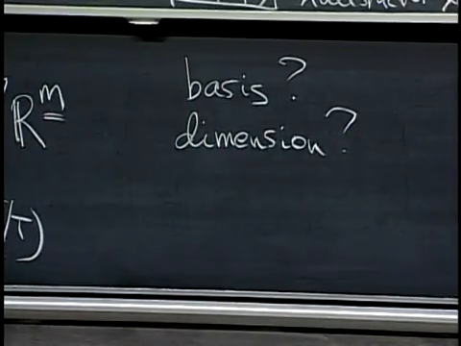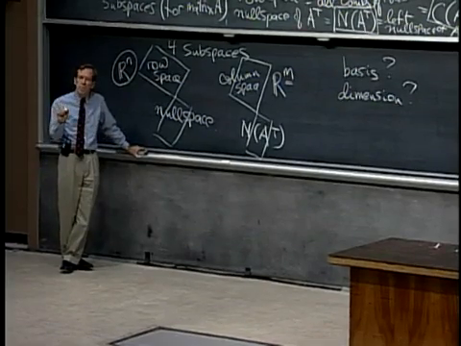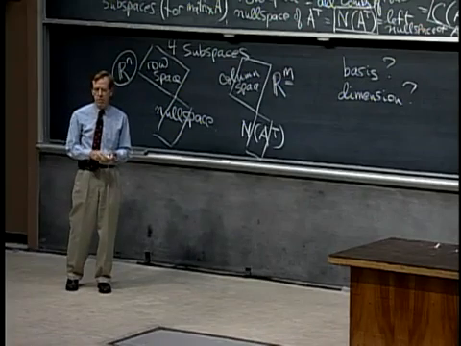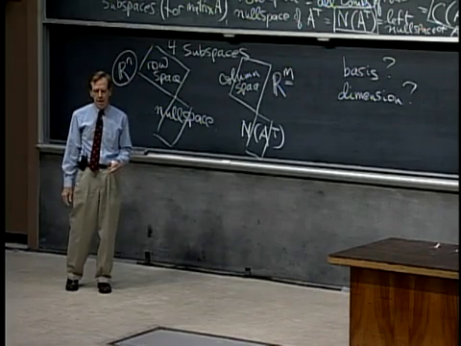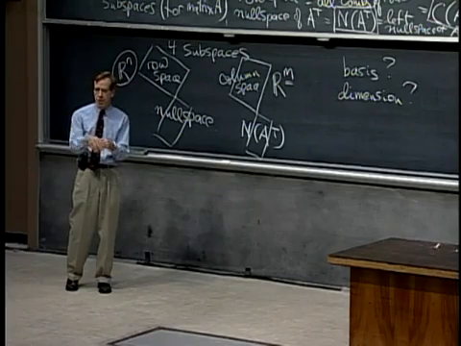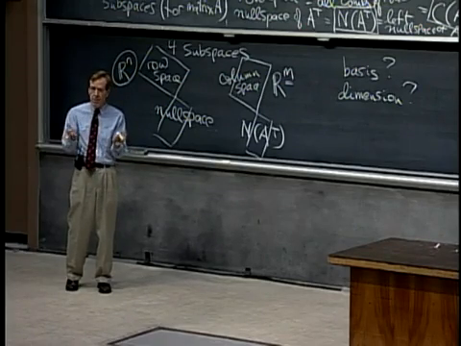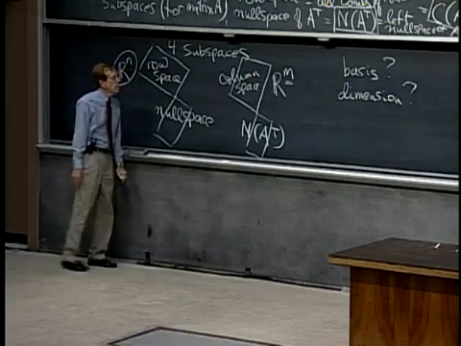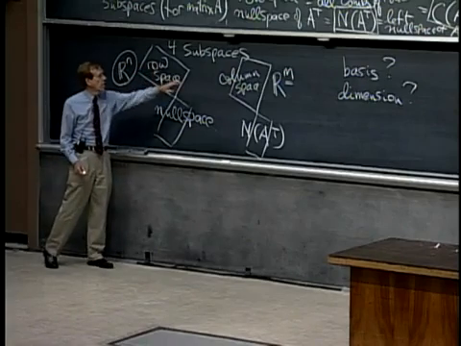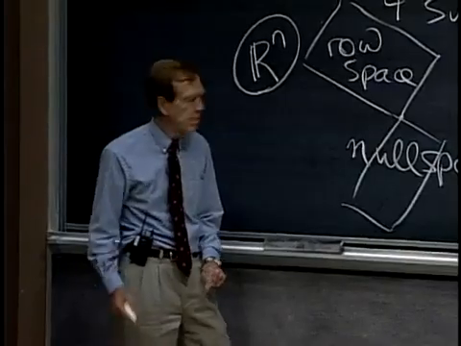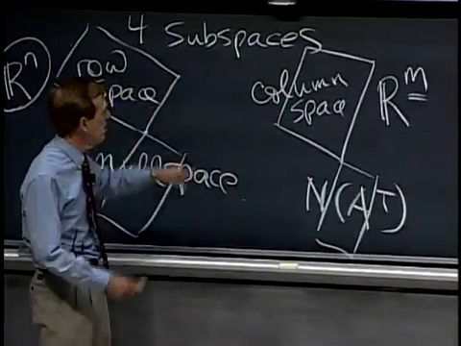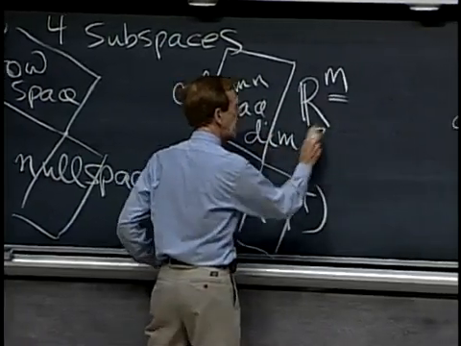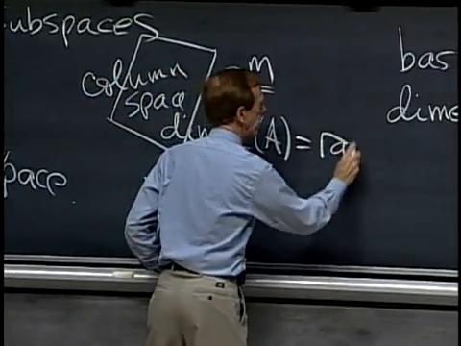Okay. So for each of the four spaces, I have to answer those questions. How do I produce a basis? And then, which has a somewhat long answer. And what's the dimension, which is just a number, so it has a real short answer. Can I give you the short answer first? I shouldn't do it, but here it is. I can tell you the dimension of the column space. Let me start with this guy. What's its dimension? I have an m by n matrix. The dimension of the column space is the rank, R.